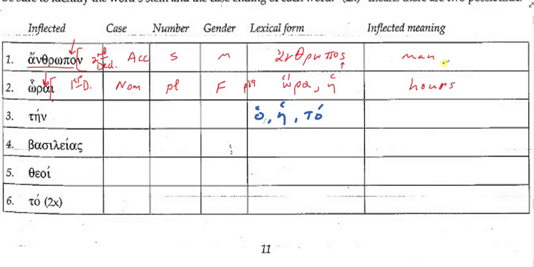Yeah, just man or mankind. As an accusative form, it would be like the direct object. I love mankind, or I love man. All right. Now, let's take a look at number 4.